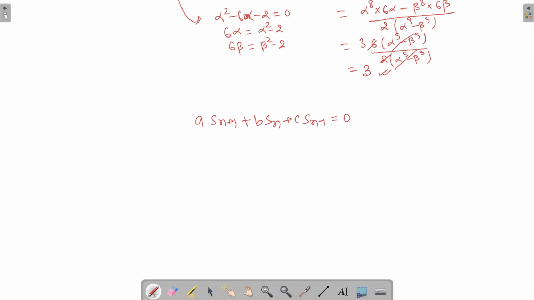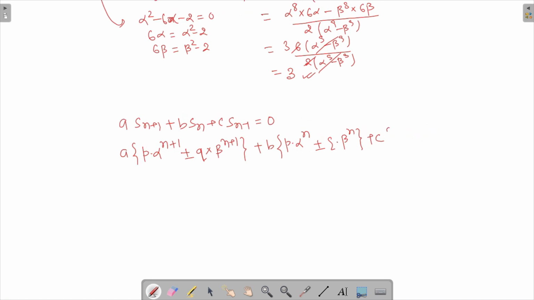And if I just substitute the values, let's substitute the very generic one: P into alpha raised to the power n plus 1, plus or minus Q into beta raised to the power n plus 1, and then plus B times P into alpha raised to the power n plus or minus Q into beta raised to the power n, and then plus C times alpha raised to the power n minus 1 plus or minus beta raised to the power n minus 1, right? Now that is something we are supposed to find, right?